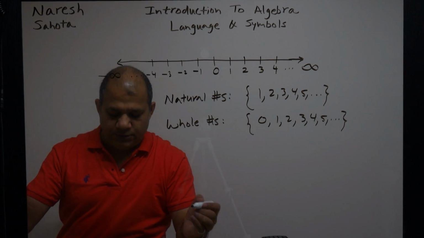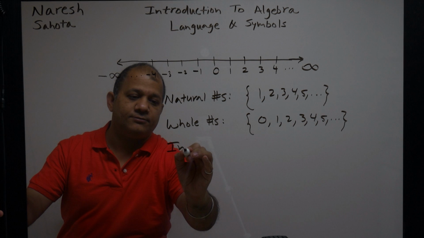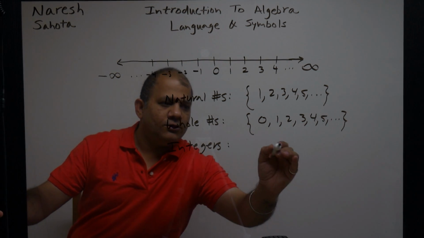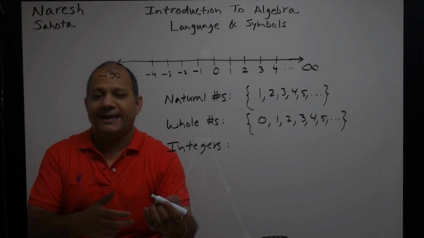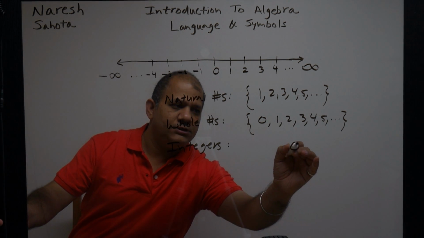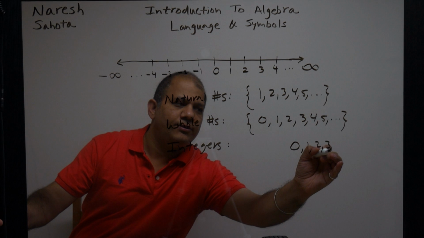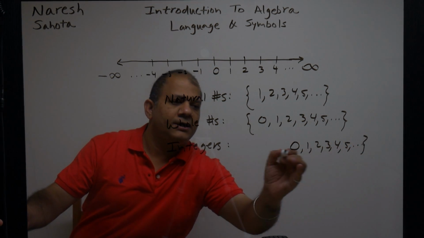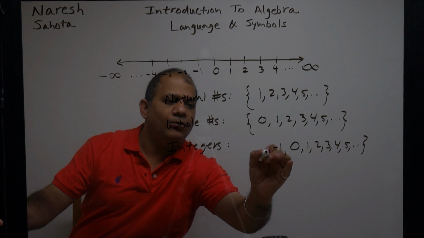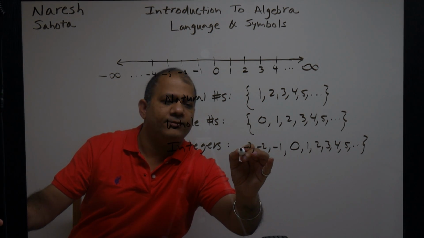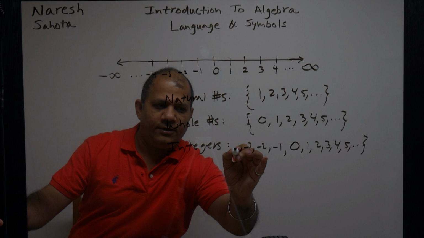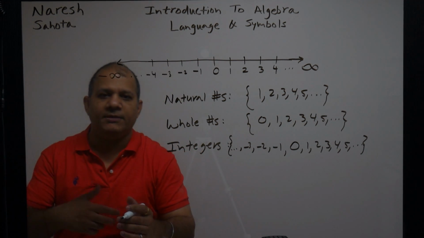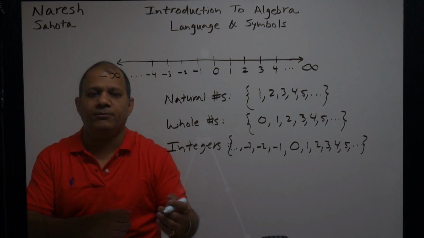Next, we're going to talk about integers. So integers also include negative numbers. So I'm going to start with 0, 1, 2, 3, 4, 5, etc. And then on the left side, -1, -2, -3, -4, -5, and so on. So integers can be negative numbers, 0, and positive numbers.